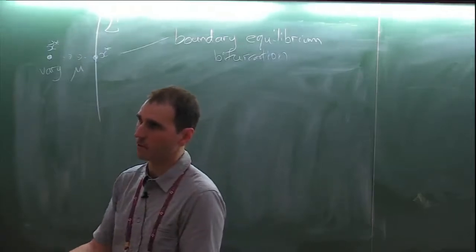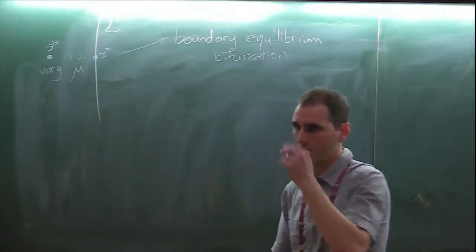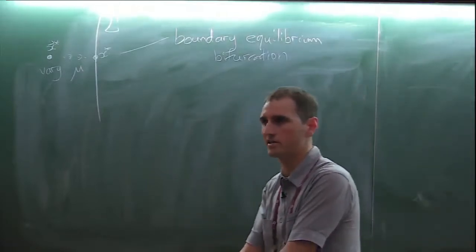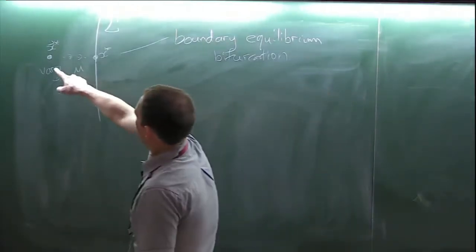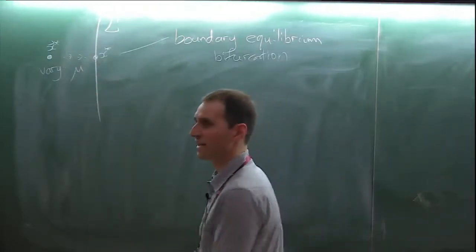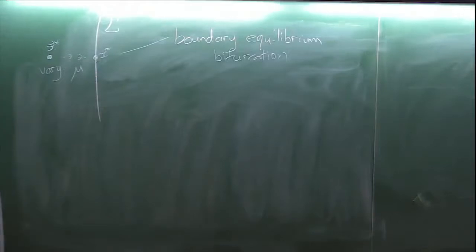Piecewise smooth systems can exhibit all the bifurcations of smooth systems. So piecewise smooth systems can exhibit saddle node bifurcations and Hopf bifurcations, etc. But this type of bifurcation is specific to piecewise smooth systems. And I think it's the simplest such one. So we'll spend the rest of today and tomorrow quite a bit of time looking at boundary equilibrium bifurcations.